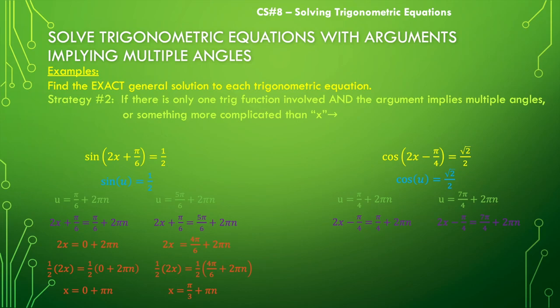Add a pi over 4 to both sides of both equations. Okay, so when I add a pi over 4 here, I'll have 2 pi over 4. And when I add a pi over 4 here, I'll have 8 pi over 4. Okay, and now divide through by 2 or multiply through by 1/2. And we end up with x is equal to pi over 4 plus pi n, and x is equal to pi plus pi n. All right, that takes care of this strategy.